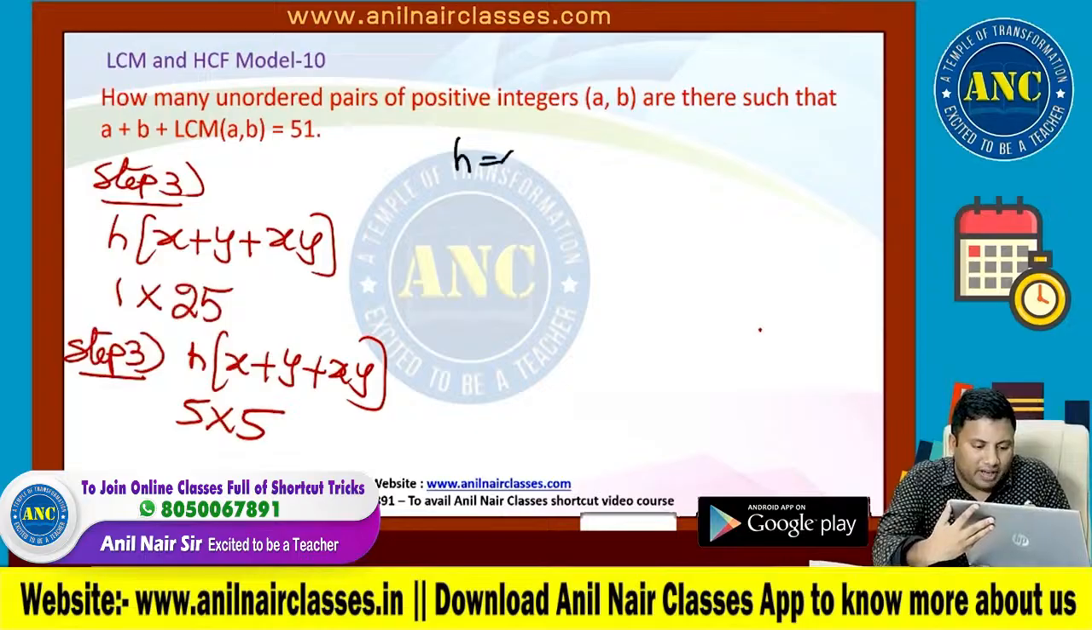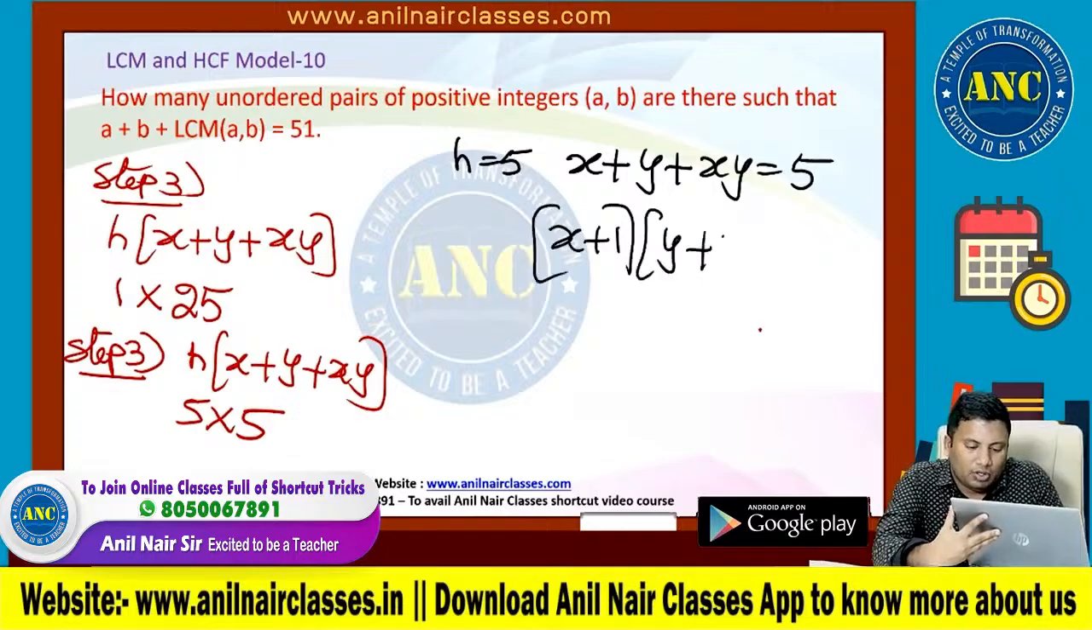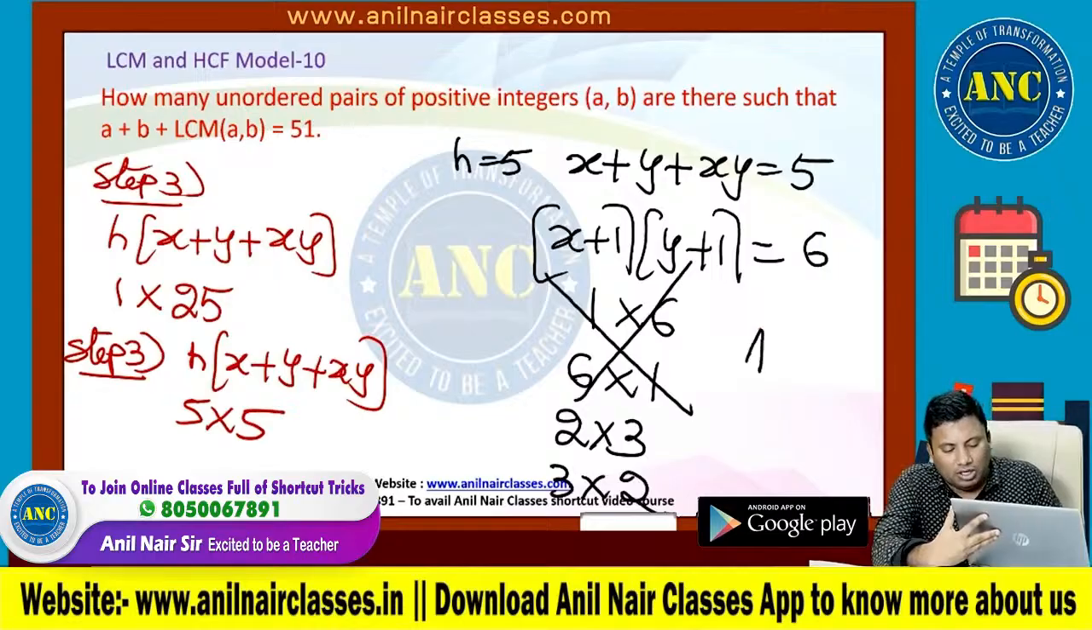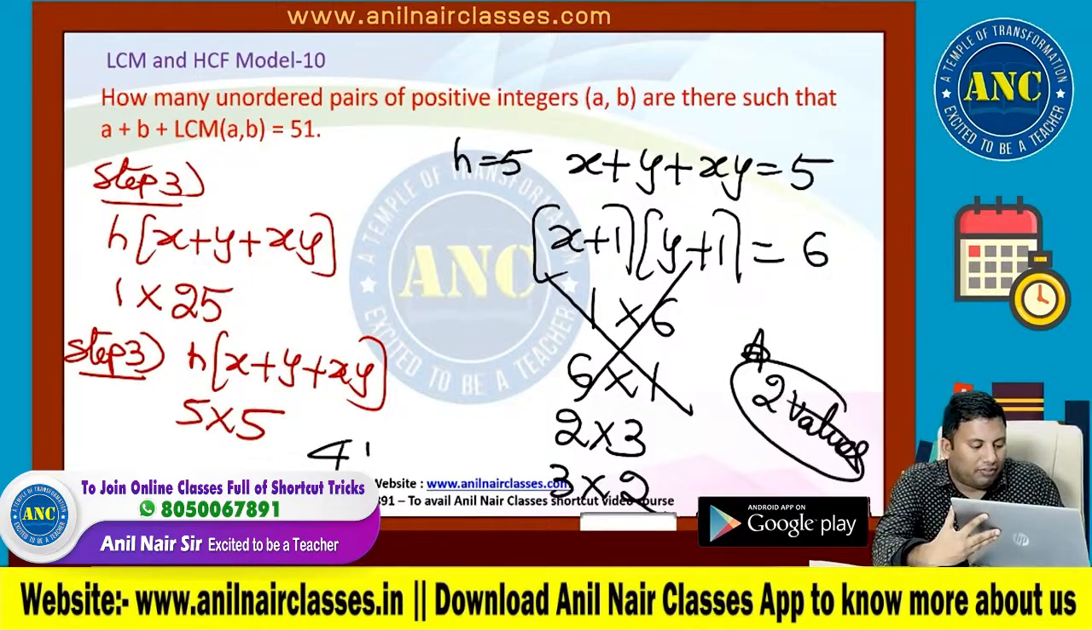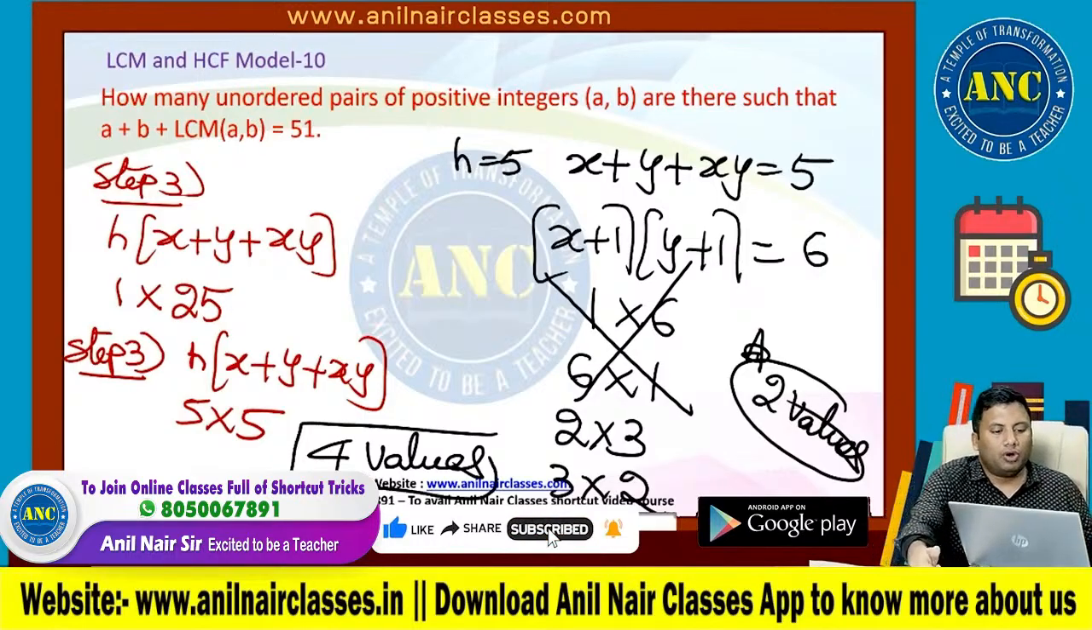If h is 5, x plus y plus xy is 5. Adding 1 on both the sides, (x plus 1) into (y plus 1) is 6. 1 into 6, 6 into 1, 2 into 3, 3 into 2. X and y cannot be zeros. Again 2 values I got. 2 plus 2, total 4 values will satisfy this equation.